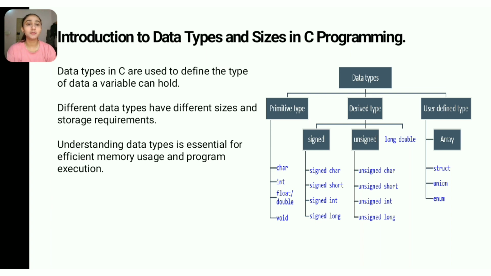Introduction to data types and sizes in C programming. Data types in C are used to define the type of data a variable can hold. Different data types have different sizes and storage requirements. Understanding data types is essential for efficient memory usage and program execution.